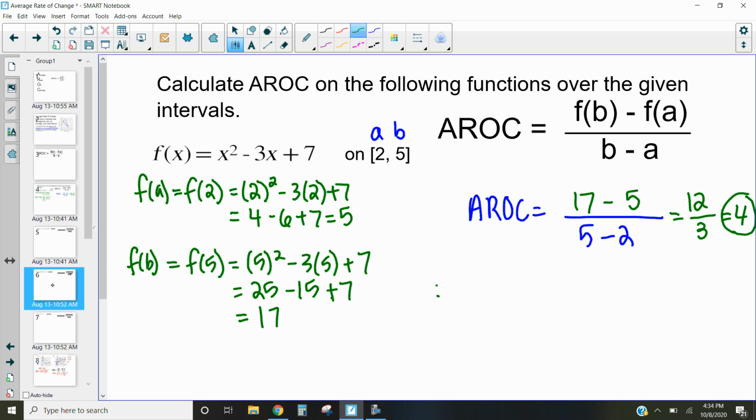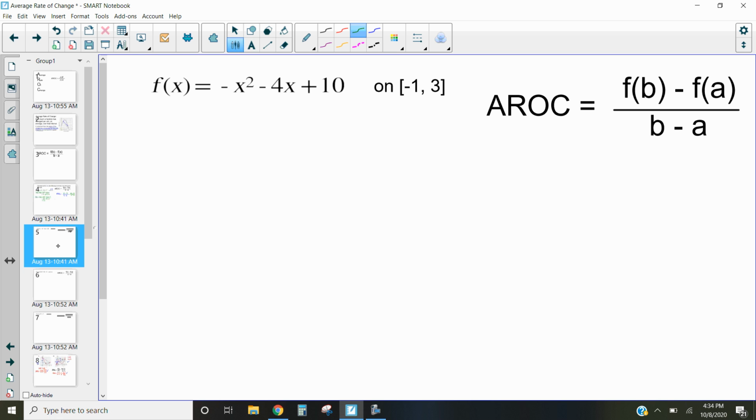Let's take a look at this next one altogether and do that average rate of change again. Remember, the first number is a, the second is b. As we're calculating our average rate of change, let's just substitute those in while we know them: 3 minus negative 1. Now remember, a minus and a negative we change, and we can make that minus negative a positive because of that rule.